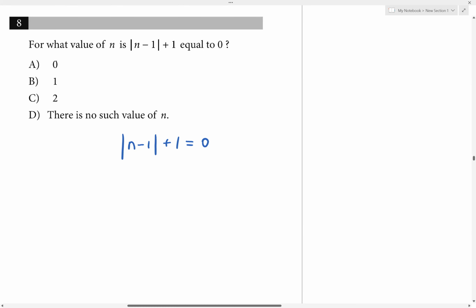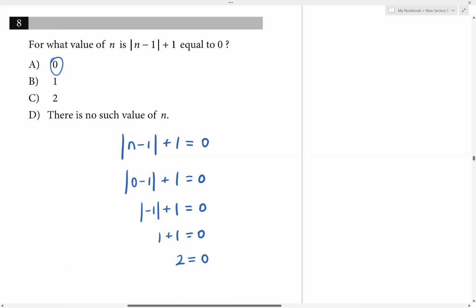So for example, if we plug in 0, see what happens. We get n is 0, right? This will be |0 - 1| + 1 equal to 0. And the absolute value makes everything positive, right? So we solve the inside first, and if we get a negative number, it will turn into positive. If it's already positive, it will stay positive. So if we solve the inside, this will be |-1| + 1 equal to 0. We get 1 plus 1 equals 0, right? Because negative 1 becomes positive 1.